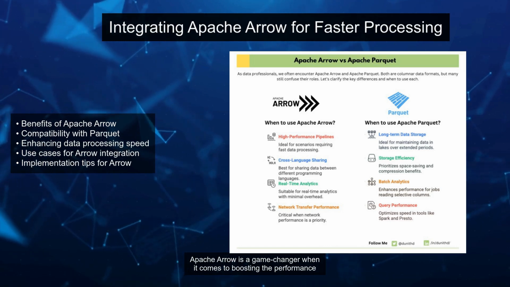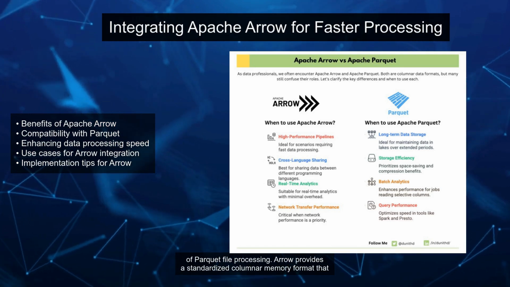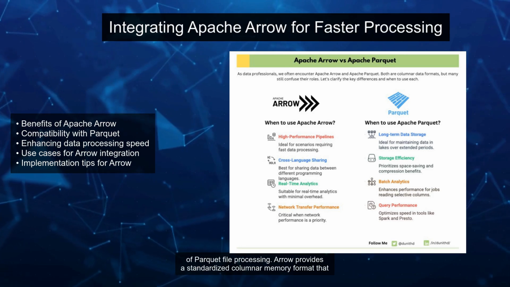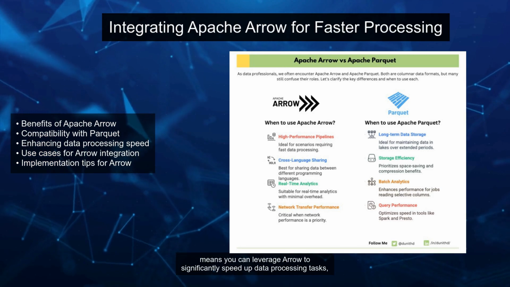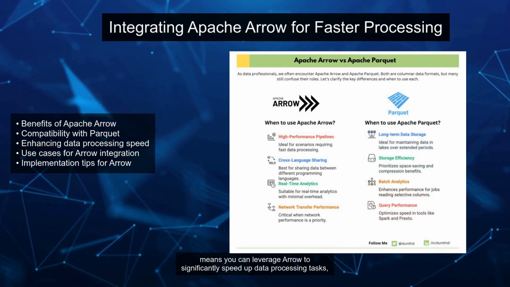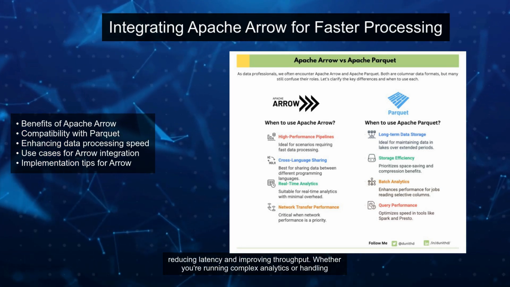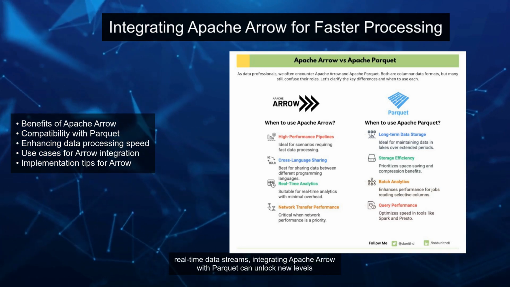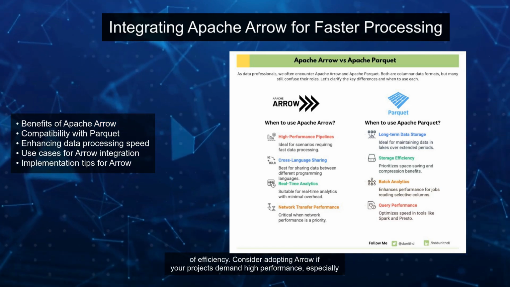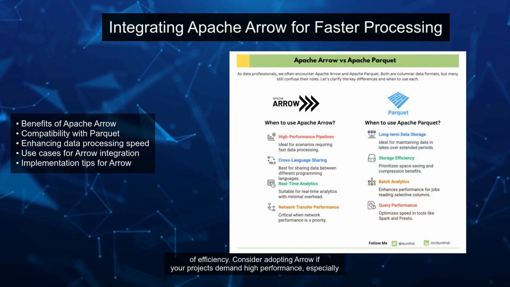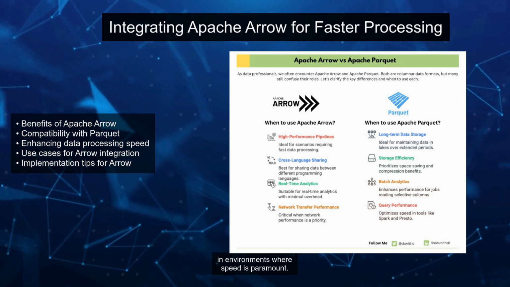Apache Arrow is a game changer when it comes to boosting the performance of Parquet file processing. Arrow provides a standardized columnar memory format that facilitates zero-copy reads and writes between different data processing tools. This compatibility means you can leverage Arrow to significantly speed up data processing tasks, reducing latency and improving throughput. Whether you're running complex analytics or handling real-time data streams, integrating Apache Arrow with Parquet can unlock new levels of efficiency. Consider adopting Arrow if your projects demand high performance, especially in environments where speed is paramount.